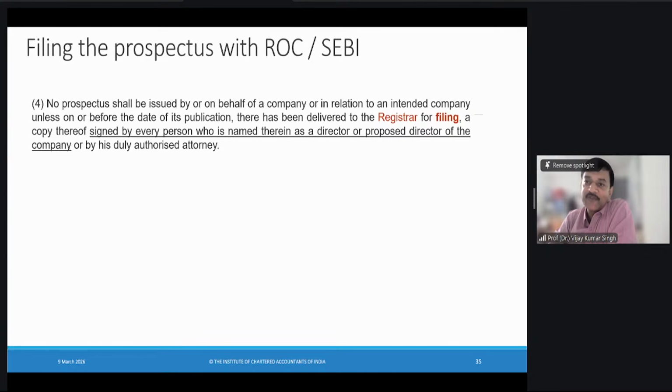Previously, this word was registration. There was a requirement of registration of a prospectus. Now there is no requirement of registration of a prospectus because once you say registration, there used to be stamp duty and all those complications used to come. Now, since most of the things happen electronically on a digital platform, it is replaced with filing. It is ease of doing business. A copy thereof signed by every person who is named therein as a director or proposed director of the company or by his duly authorized attorney has to be there.